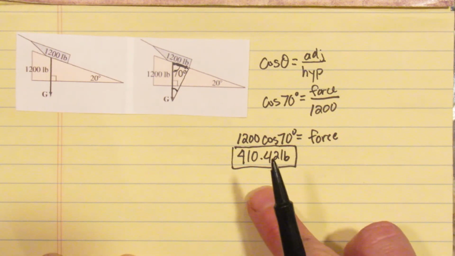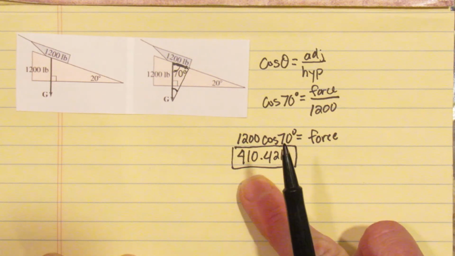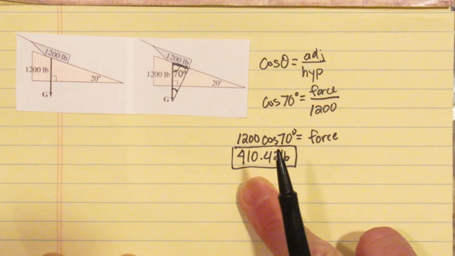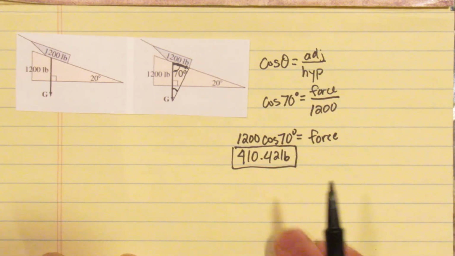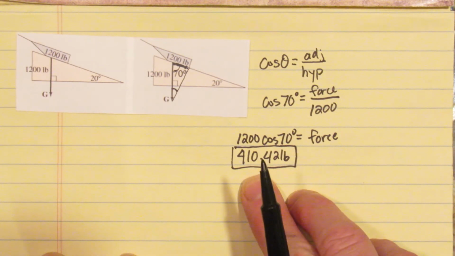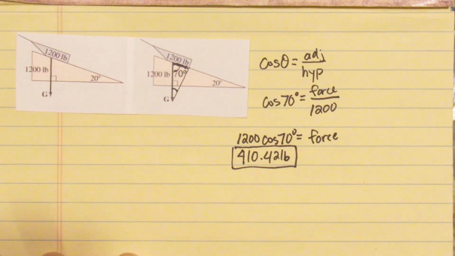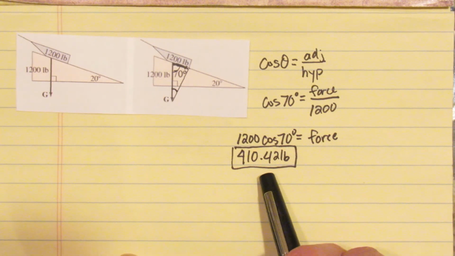So to actually move it, you're going to have to pull slightly harder than that. If it was sliding down, it means that you're pulling slightly less than that amount. So that's the minimum amount that's going to keep it fixed.